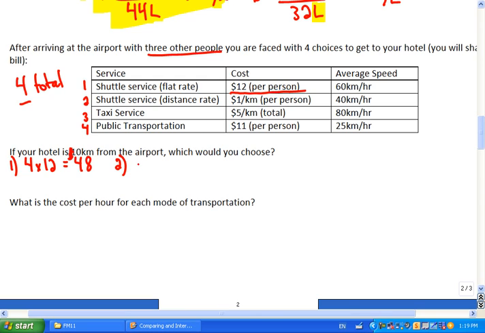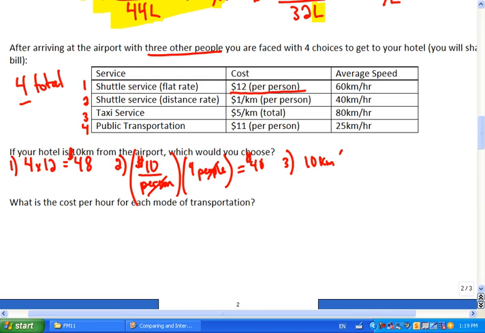So for this second part, that's going to be $10 per person because I'm going 10 kilometers, and there are 4 people. So those would be gone, and I'd end up with $40. The taxi service, we only pay the taxi for the whole group. So there's 10 kilometers to go, and they're charging us $5 per kilometer. That means kilometers are gone, and I now have $50, right?